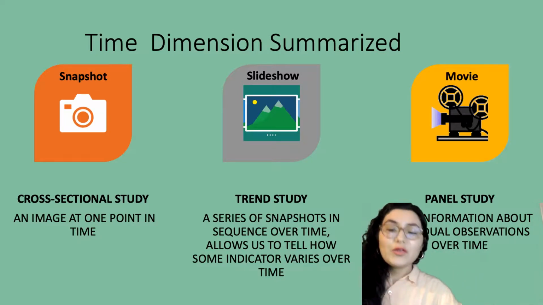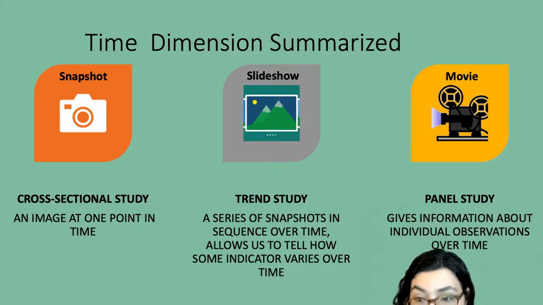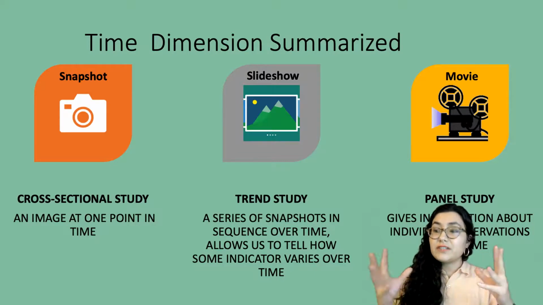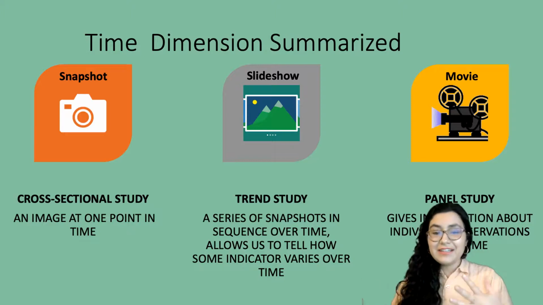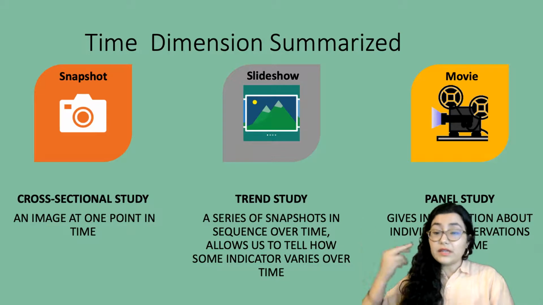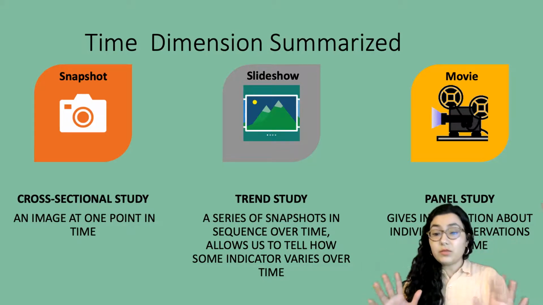Then there's the panel study, which is giving information about individual observations over time. And so this is when we sort of set up time into our design. So rather than looking backwards through a trend study and seeing snapshots over a period of time, instead we're observing people in the design that we've set up, and we're looking forward into the future with them. Like, we as researchers are going through the panel study with them. So in a sense, we're more like directors of a movie. And so we're looking on to people as time progresses.